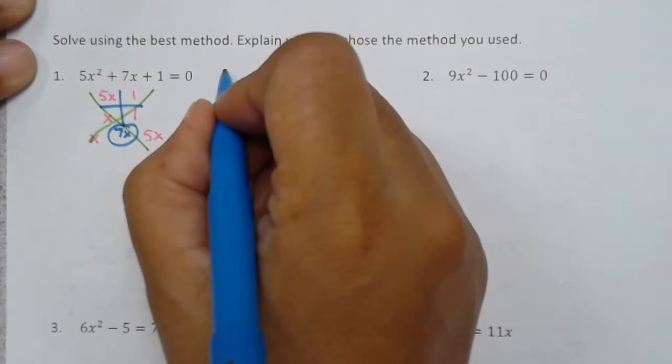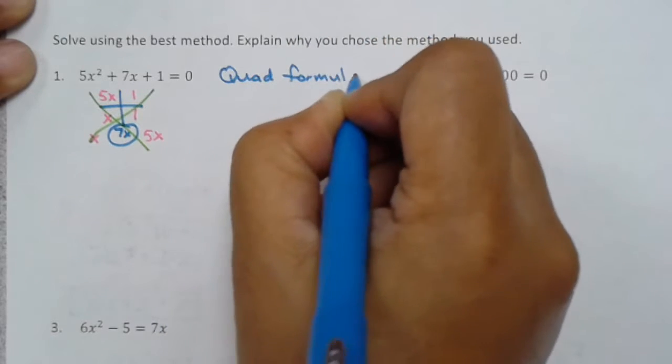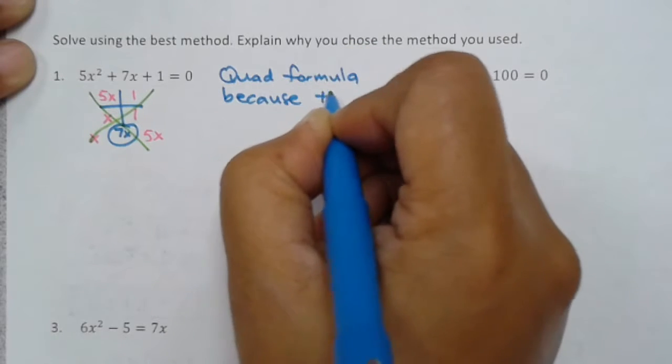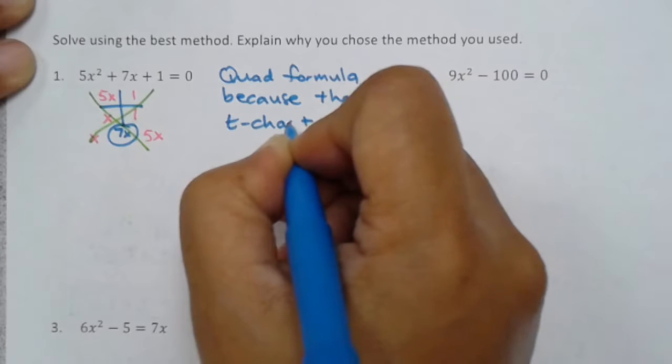So that's going to be quadratic formula because the t-chart doesn't work.